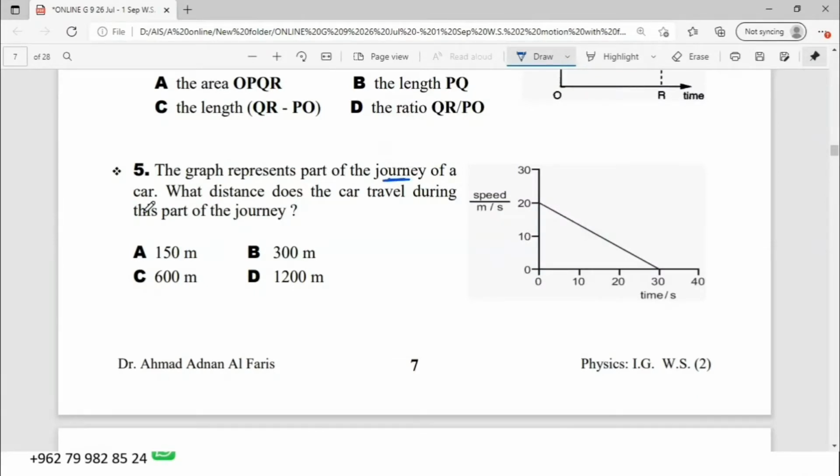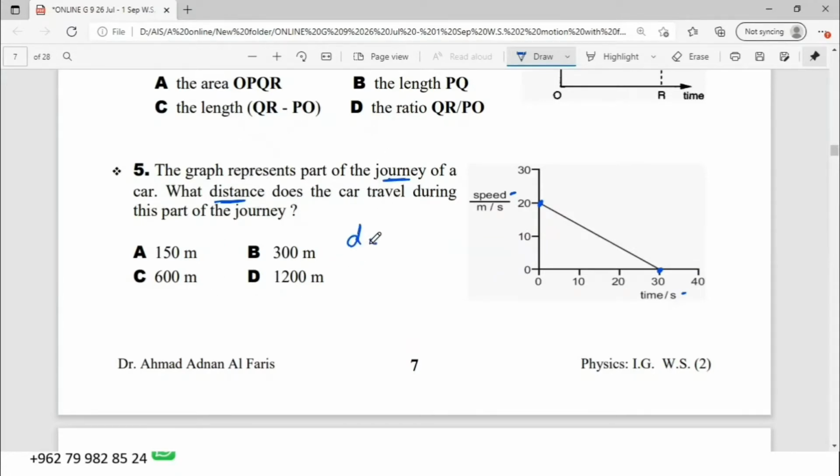The graph represents a part of a journey of a car. What distance does the car travel during this part of the journey? We have a speed time graph. The speed was 20 and decreases, and after 30 seconds it stops. So it's deceleration, uniform deceleration. But the question is asking about the distance. How can we find the distance?